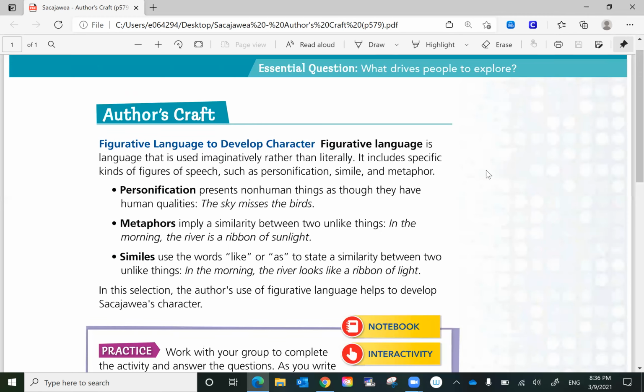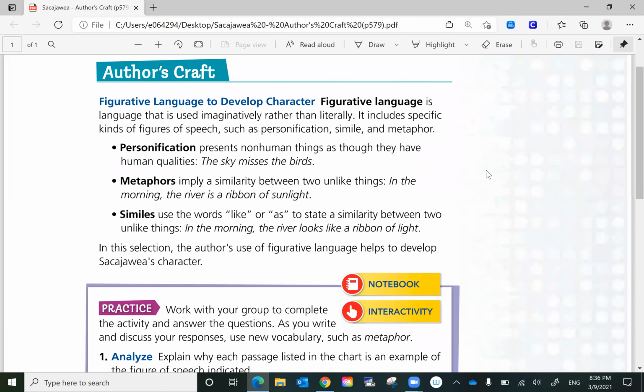The definition of it is the language that is used imaginatively rather than literally. It includes specific kinds of figures of speech, such as personification, simile, and metaphor. That kind of tells you the three types of figurative language that you're going to be looking at, because as you have done figurative language before, you know that there are many other figurative language types. So the only ones you really have to worry about, it seems, on this activity is personification, which is giving non-human things qualities and attributes as if they were humans.